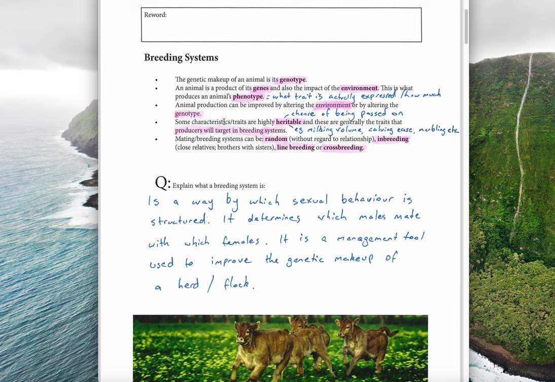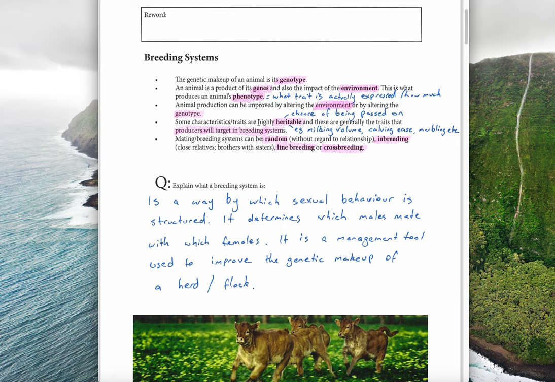So some characteristics or traits in animals are highly heritable, which means they're easily passed on. Heritable just means the chance of being passed on. So if something is highly heritable, it means if you mate animals with that trait, there's a high chance that it's going to be passed on to its offspring. On the other side, if it's a lowly heritable trait, then it's not going to be passed on very easily to its offspring. It's going to be hard to pass on, and that's normally for rarer traits, because they're not passed on, they're not very common.